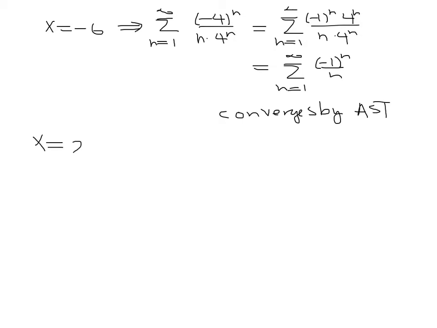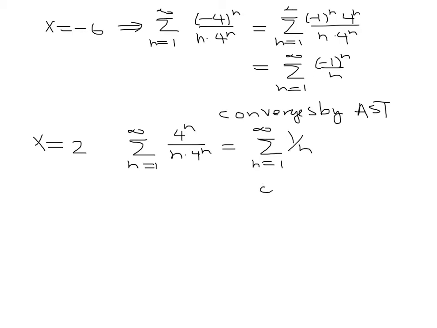And let's lastly test x equals 2. So when we input 2, 2 plus 2 is 4. So we have the sum from 1 to infinity, 4 to the n over n times 4 to the n, which is just the sum from 1 to infinity, 1 over n, and that series diverges. So we have convergence at negative 6, but not at 2. So the interval of convergence is negative 6 inclusive to 2 not inclusive.